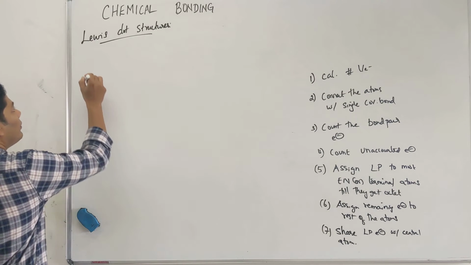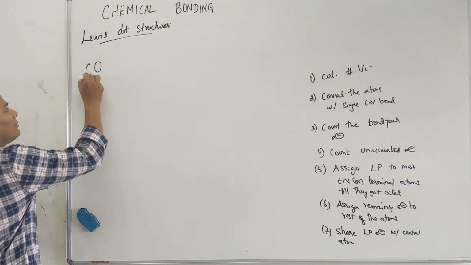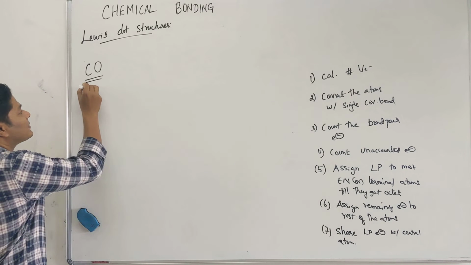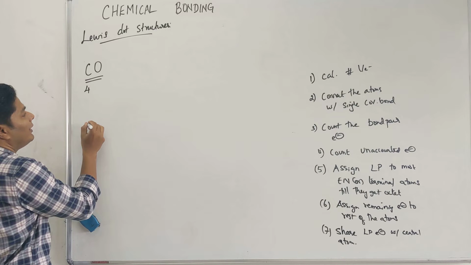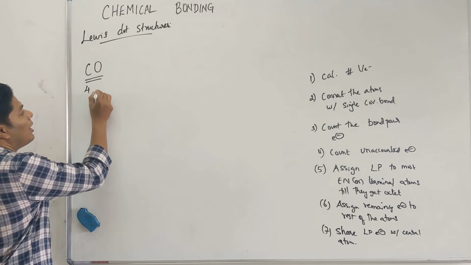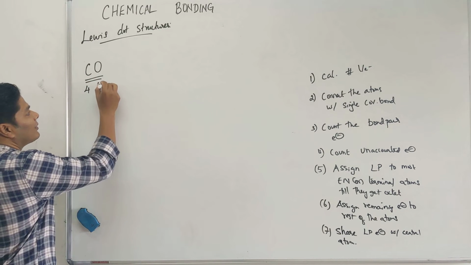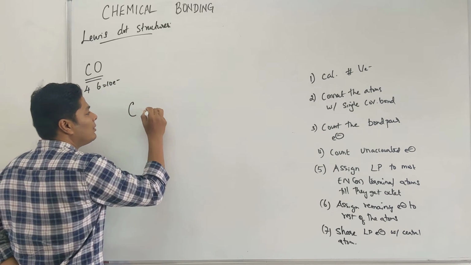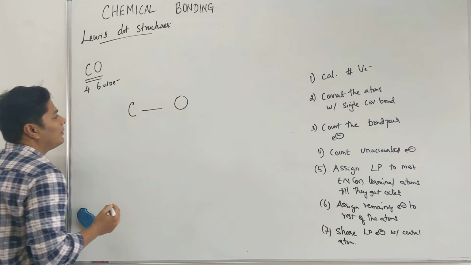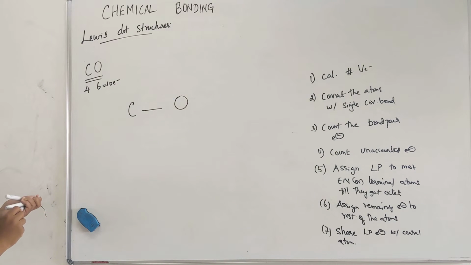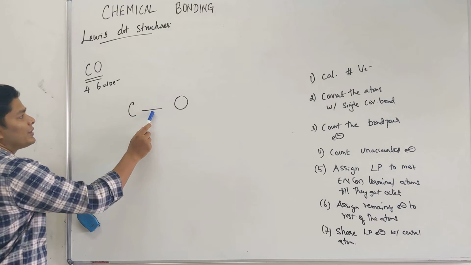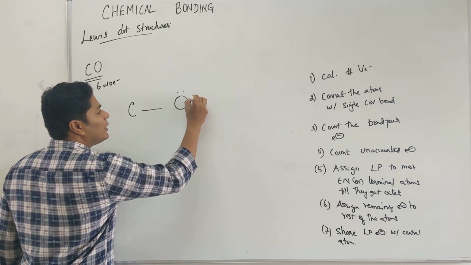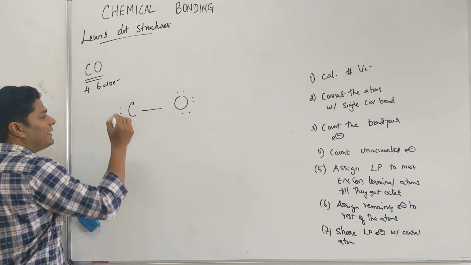Okay, CO, it's a very good example because it also comes later in your coordination chemistry. It's a ligand. Carbon has 4 valence electrons and oxygen has 6 valence electrons, so that comprises a total of 10 electrons. Carbon, single bond, oxygen: that is 2 electrons accounted for. 2 is accounted, there is 10, so I have to account for 8. 1, 2, 3, 4, 5, 6, 7, 8.